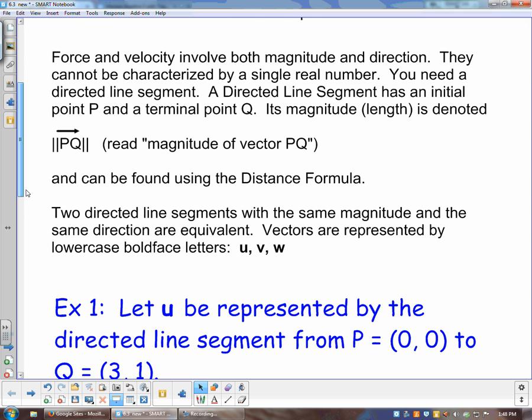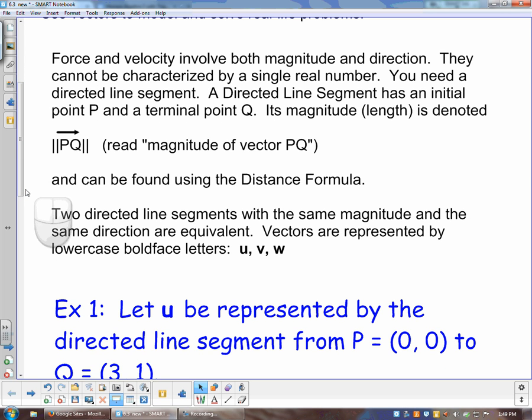So let's start with a little introduction here. Force and velocity involve both magnitude and direction. So you need to have a direction that you're heading, and you need to know how far you're heading or what the speed is, that kind of thing. So they cannot be characterized by a single real number. You need a directed line segment.